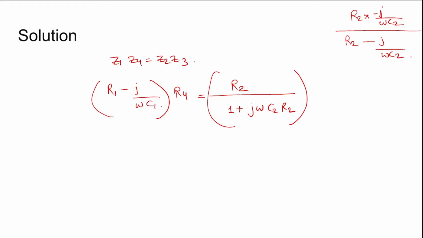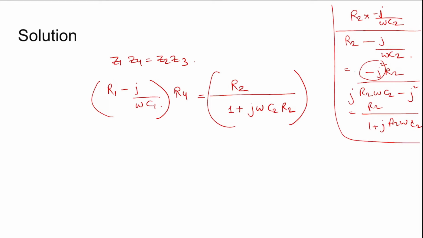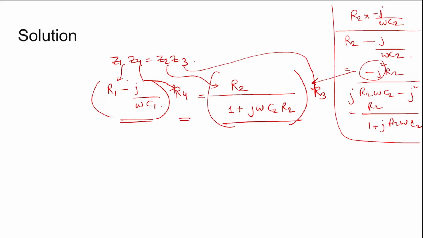Do this parallel combination. So this is minus j R2 by R2 omega C2 minus j. So you multiply by minus j, j squared is minus 1, so this is plus, so R2 by 1 plus j R2 omega C2. So this is plugged in here into R3, because Z3 is R3, Z2 is this, Z4 is R4 and Z1 is this, so Z1 into Z4 equals Z2 into Z3.